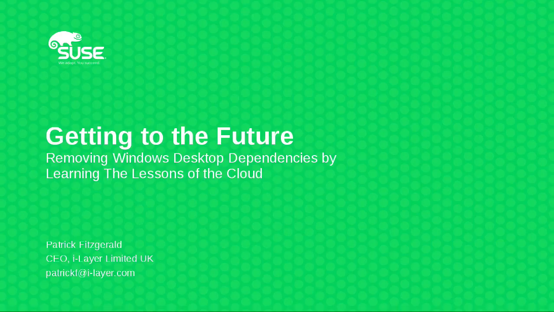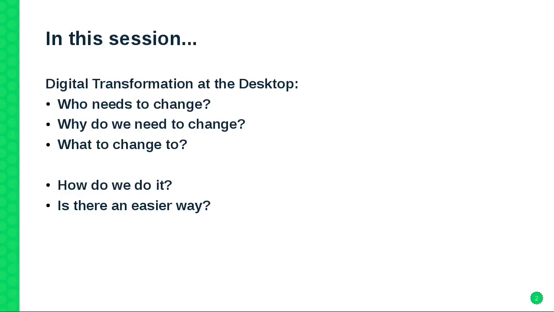So in this session, we're talking about how to get Windows off the desktop, because the desktop doesn't need Windows anymore. And it's all about digital transformation. Everyone's talking about digital transformation. We've just heard about it at the keynote. But at the desktop, who do we need to change, and why do we need to change, and what to change to, and how are we going to do it? And is there an easier way to do it than just getting a USB stick and hoping that an install might happen?